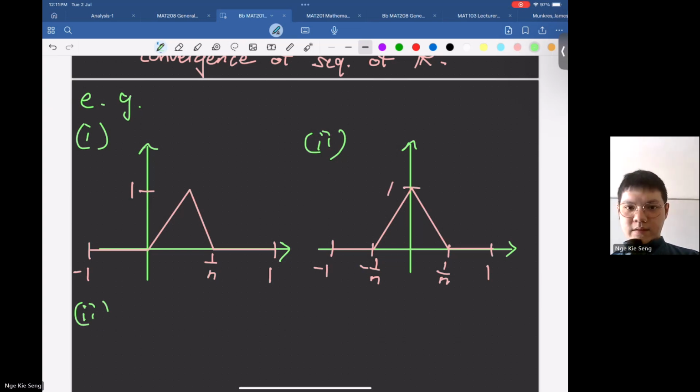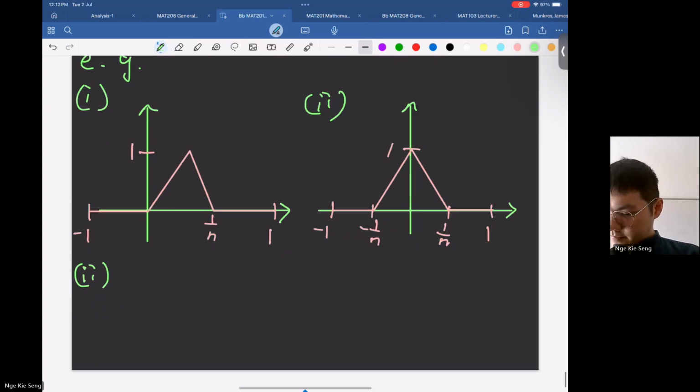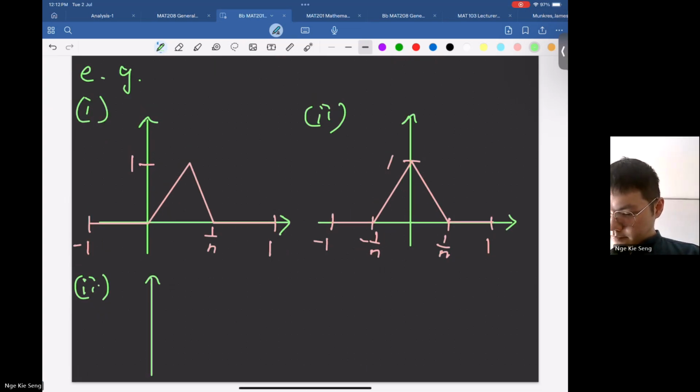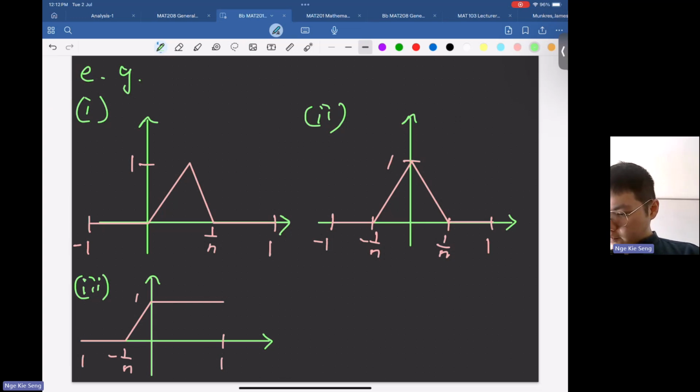Okay, let's see. Interesting one. Okay, how about this one? Then the fourth one. Yeah, let's first discuss this one. What is going on here?